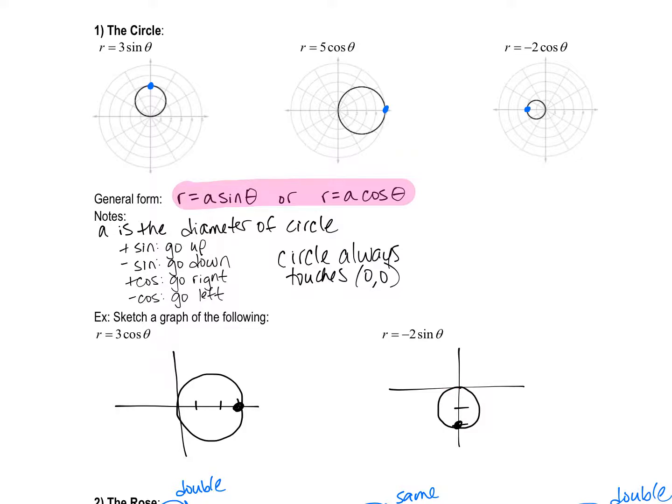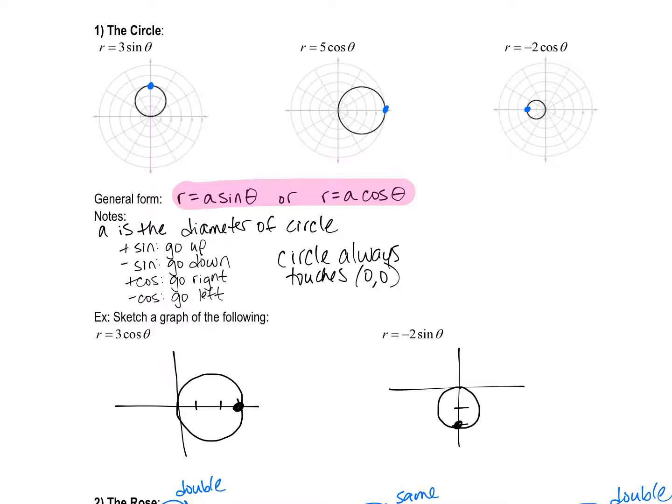Another thing that we talked about was the a value, this number that leads either the sine or the cosine, that's the diameter of the circle. And so one of your points is always on 0, 0, as you can see. And then the other point is the diameter in the direction of either negative sine, negative cos, positive cos. So that's stuff that we wrote down here. And the circle always touches 0, 0, like I said. That was a very brief example of the circle.